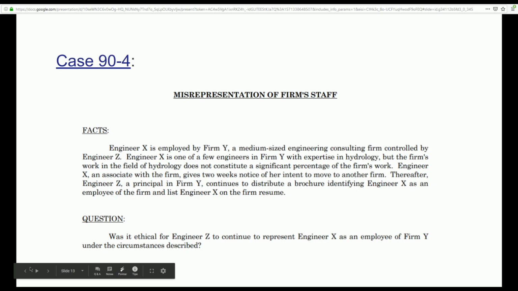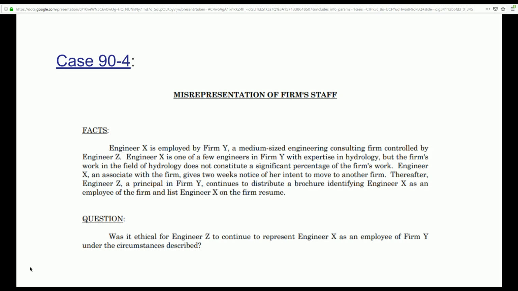These aren't special. I just selected these at random when I made these slides a few years ago, and they work well enough to get a sense of how these case studies work. So let's just go through these case studies. The first one here is misrepresentation of firm staff.